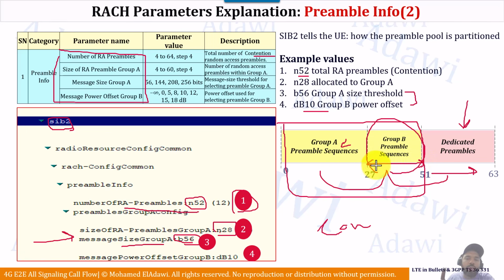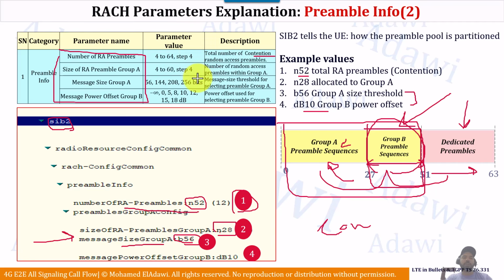But in case the conditions are not achieved, maybe the user will also keep selecting group A and so on. But this gives a chance so that I know that any preamble selected in this range will be under group B. And if the user selects this, it means the user is already in a good radio condition. So you can play around with these parameter values depending on your network planning. This was the second category of the preamble information, which is related to which preamble is going to be selected by the users.